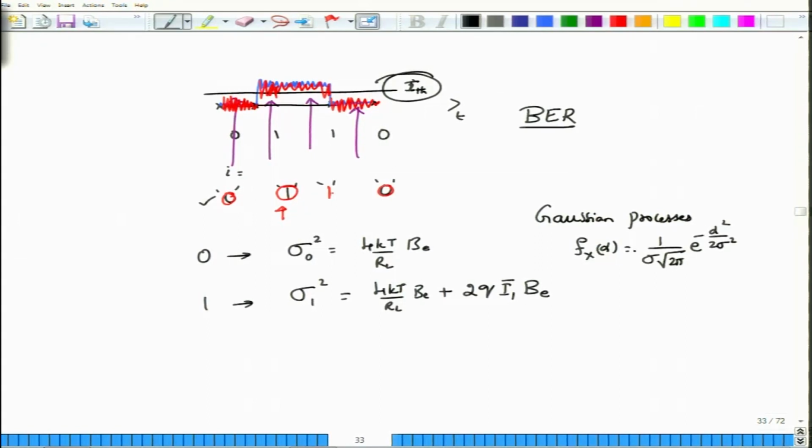So, this is for the case when the mean is 0, but sometimes you will find that the mean is not 0. So, you will then have to put alpha minus mu square. When you receive a bit 0, the current is 0. So, you can assume that the mean mu 0 in this case will also be equal to 0, whereas the mean when you receive a bit 1 will not be 0. Of course, the mean will be the current that you receive.